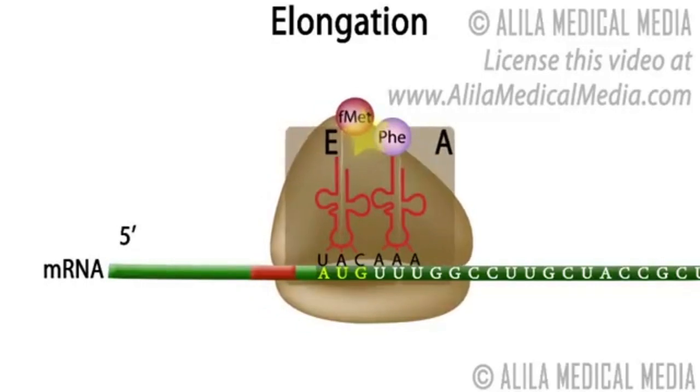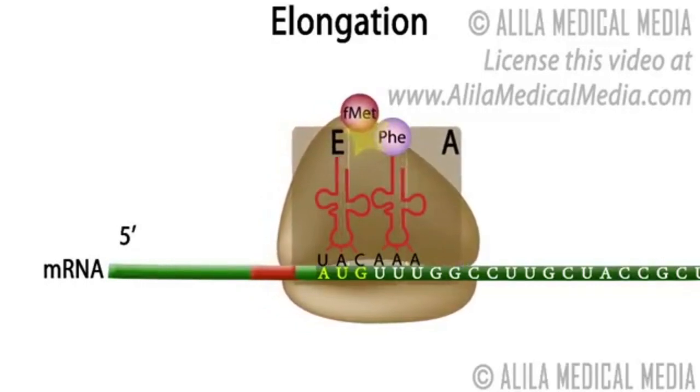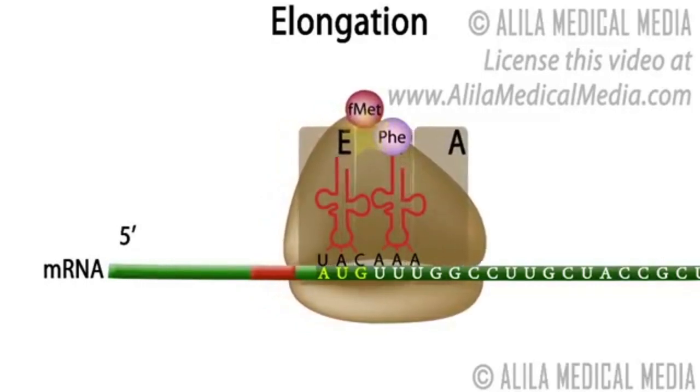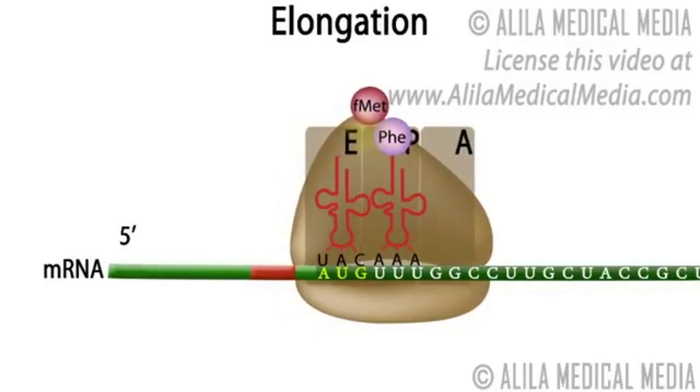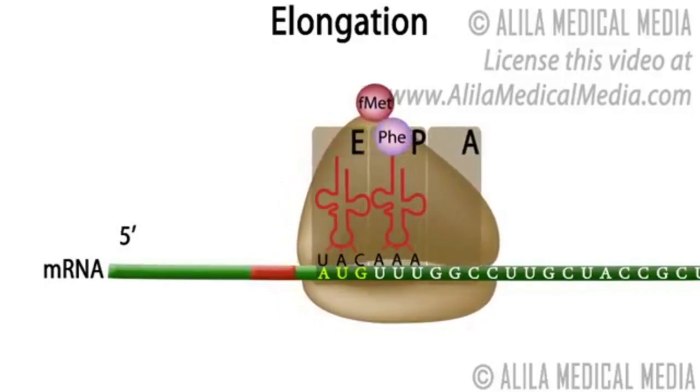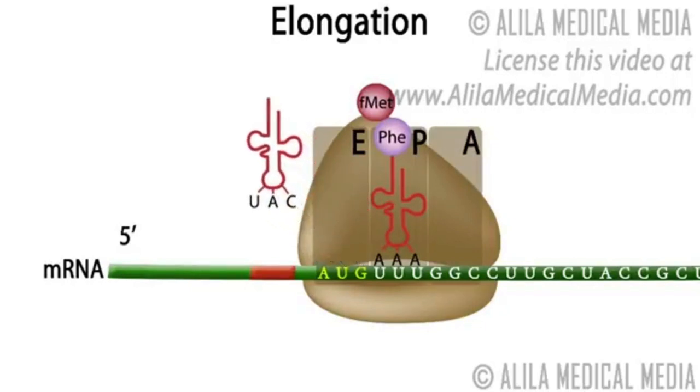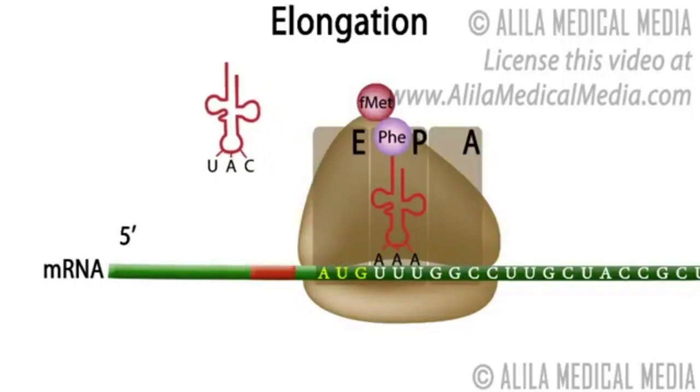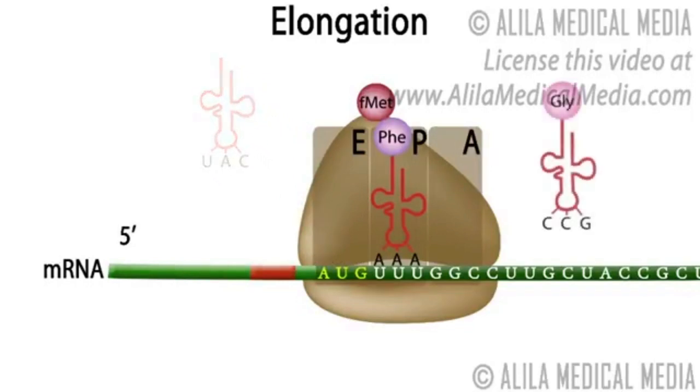At the same time, the ribosome moves one triplet forward on the mRNA. As a result, the empty tRNA is now in the E site and the peptidyl tRNA is in the P site. The A site is now unoccupied and is ready to accept a new tRNA. The cycle is repeated for each codon on the mRNA.